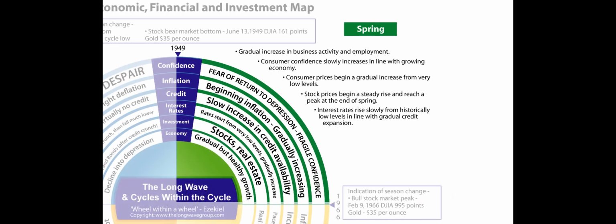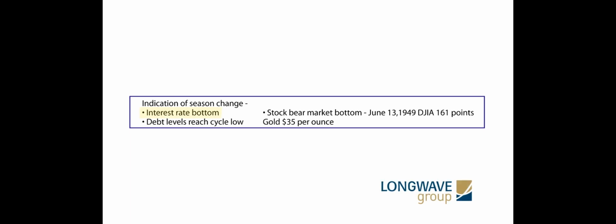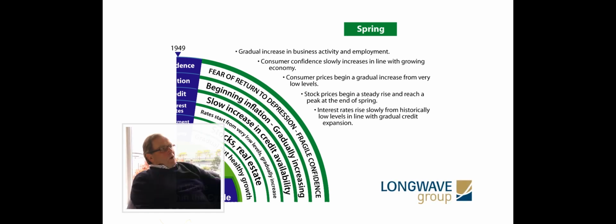And how do we know that spring was beginning? Well, there was an interest rate bottom, and debt levels reached their cycle low at that time, and you had a stock bear market bottom on June the 13th, 1949, when the Dow dropped to 161 points. So those 3 factors indicated to us that we were going to go into the spring of our current cycle.